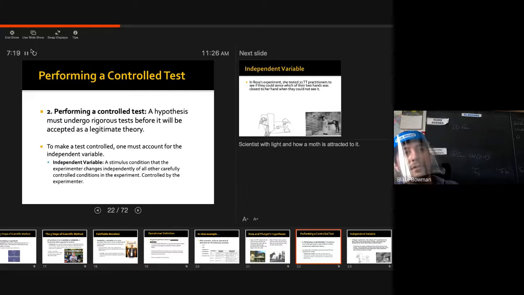So that's what's changing in his experiment, that's changing within his study. It's a constant change that is manipulated by the experimenter. Okay, that's manipulated by the experimenter. You guys good with that?